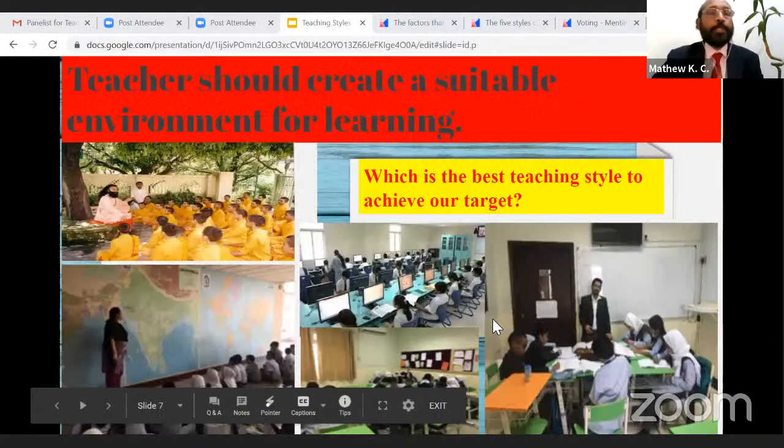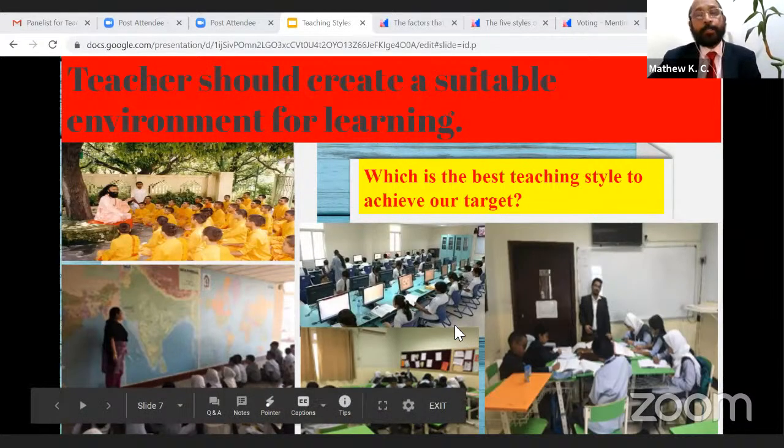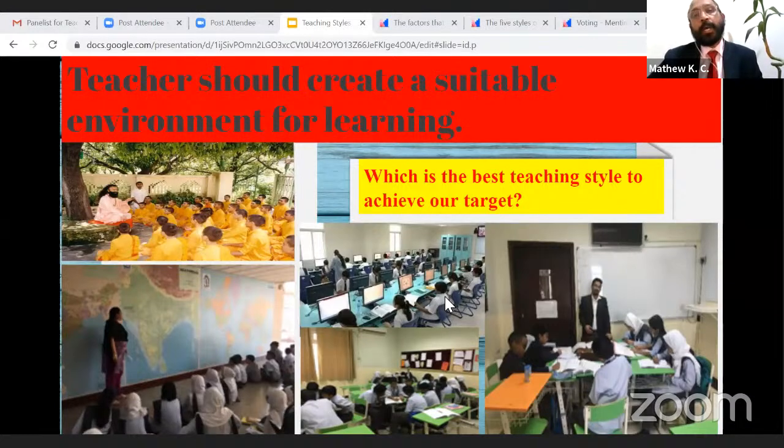Let me go to the next slide that I have. Teachers should create a suitable environment for learning. Here in this slide, we can see different pictures. On the left side top corner, there is a picture which shows a guru sitting and disciples around him. That is speaking about the ancient time. If we analyze the other pictures, you will understand that a lot of change has taken place coming to the modern age. We can even relate some of these pictures to the Gurukula system also. So the teaching styles have changed over the years.